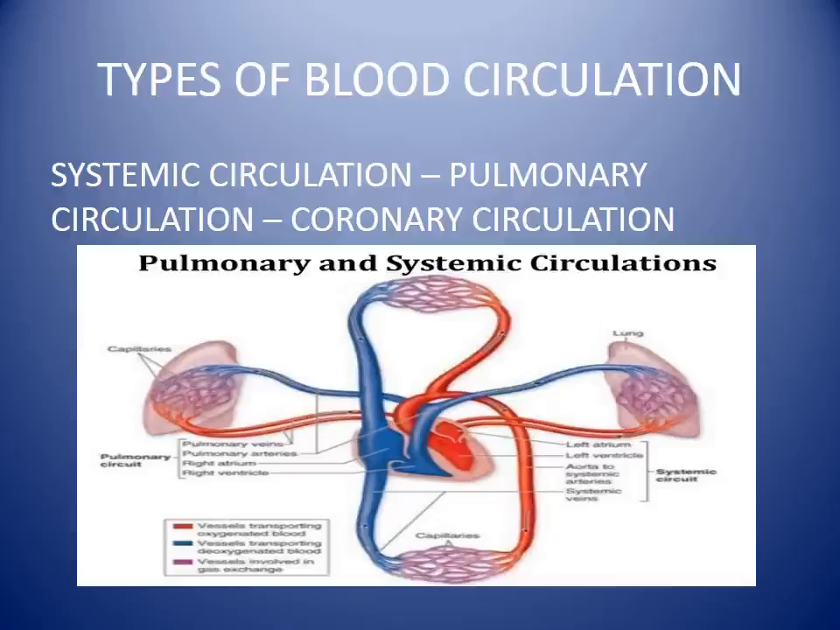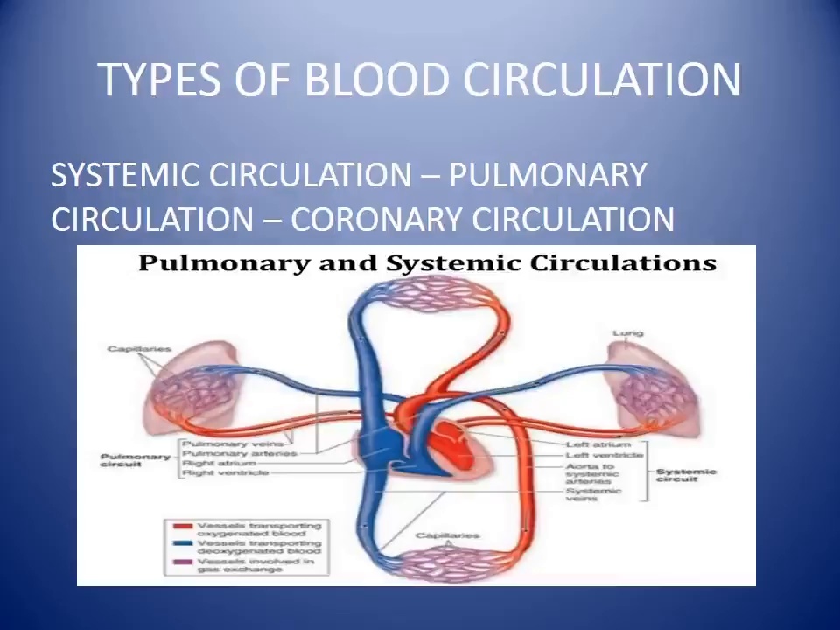Next one: when the blood circulates twice through the heart in one complete cycle, it is called double circulation. What is double circulation? When the blood circulates twice through the heart in one complete cycle. Blood circulates twice through the heart in one complete cycle. That is called double circulation.